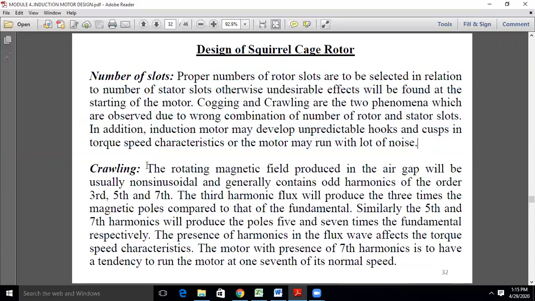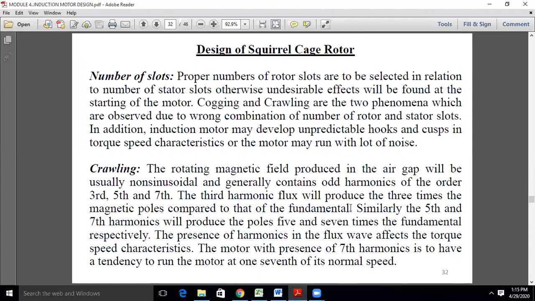So what is crawling here in this case? The rotating magnetic field which is produced in the air gap is usually non-sinusoidal and generally contains odd harmonics of the order third, fifth, and seventh harmonics. These particular harmonics are responsible for variation in the motor performance. In this case, the third harmonic flux will produce three times the magnetic poles compared to that of the fundamental.